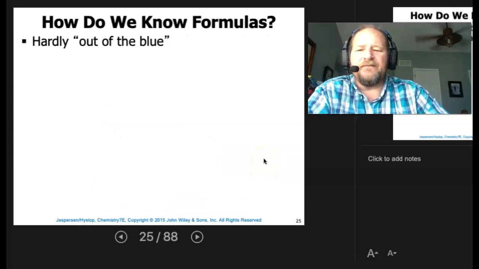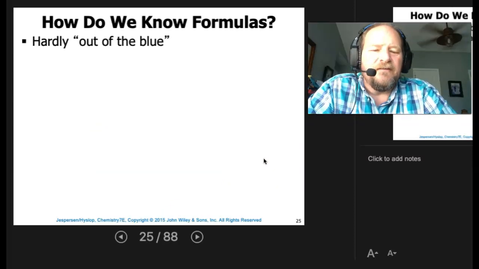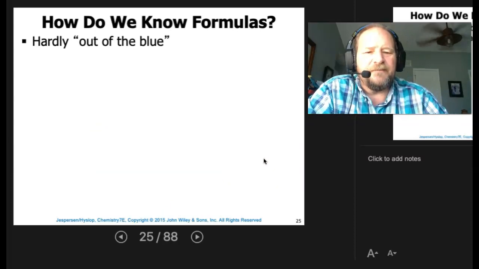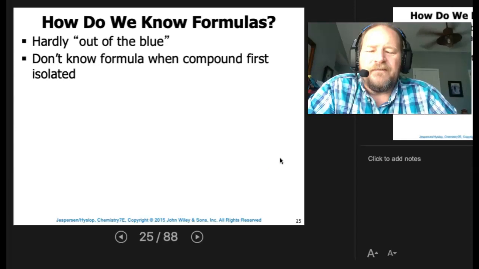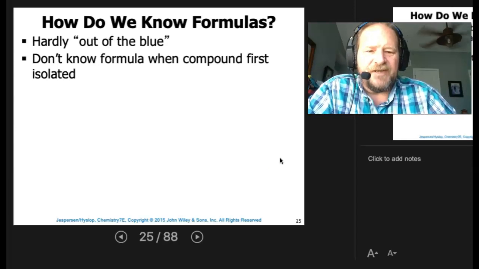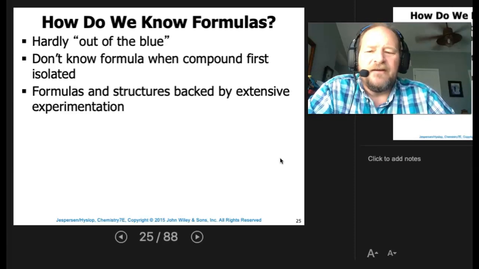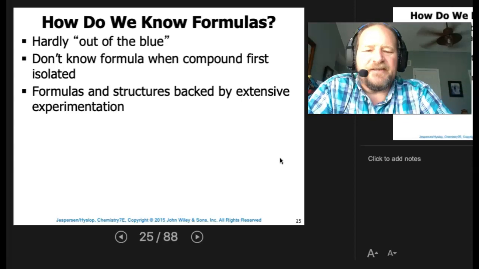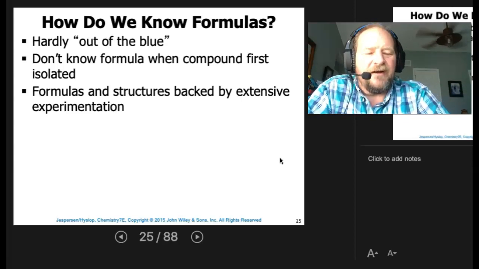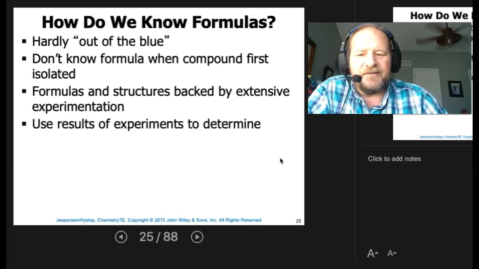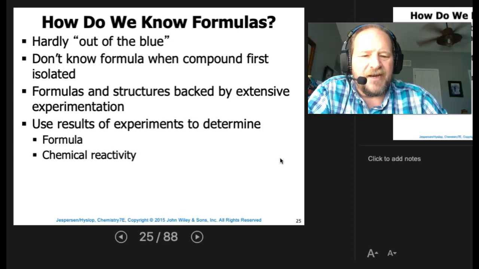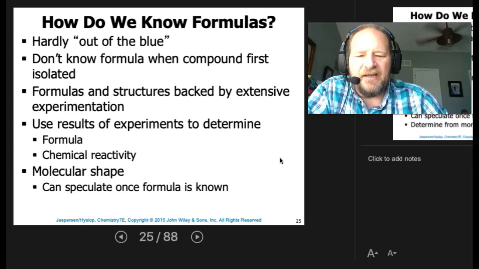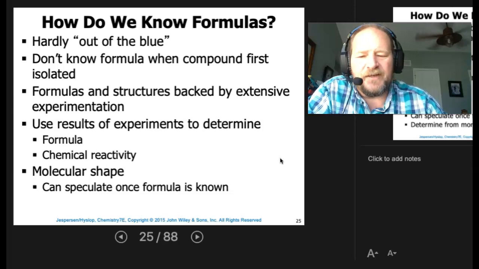How do we know the formulas? Right, it's hardly out of the blue. So when a compound is first isolated, we don't know what the formula necessarily might be, right? So how do we figure it out? Well, we're going to back that up with extensive experimentation. The results of the experiment to determine formula, chemical reactivity, of course, molecular shape. We can speculate this once the formula is known.